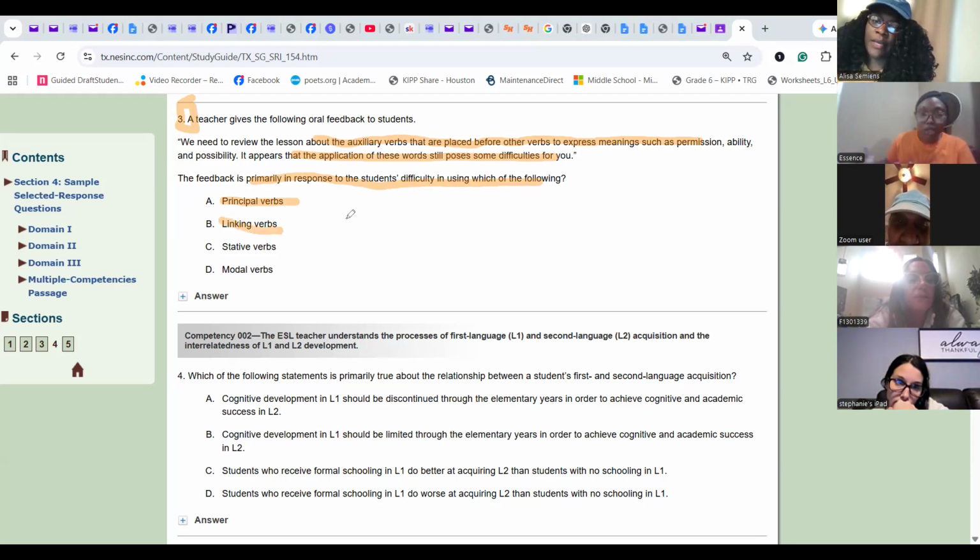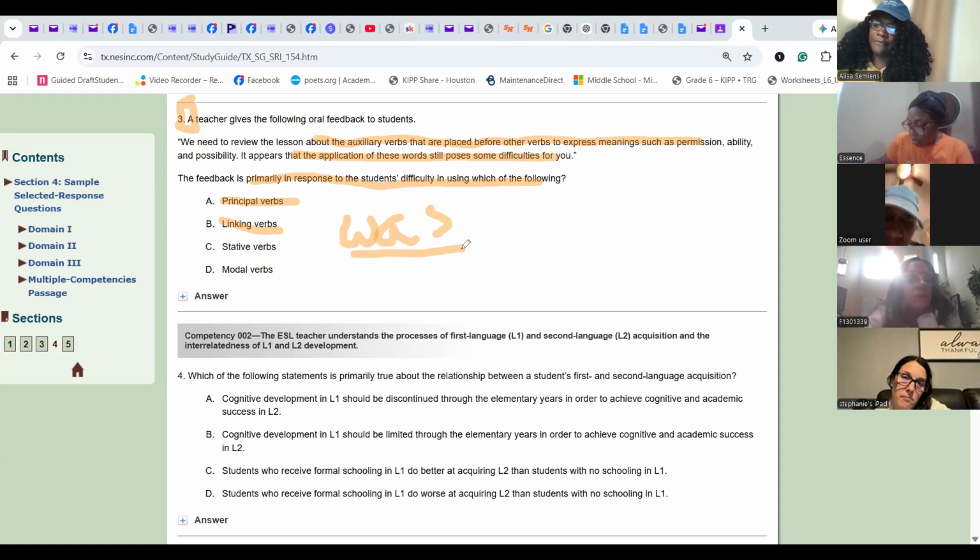A linking verb. She was upset. Was would be the linking verb. It is linking the subject to what is happening in the sentence.